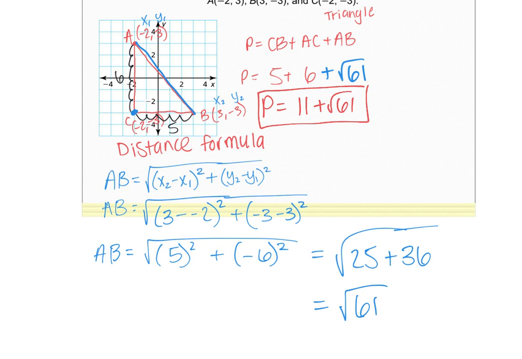Now, does the square root of 61 simplify at all? Are there any perfect squares? My perfect squares are 4, 9, 16, 25, 36, and so on and so forth. Are any of those factors of 61? No, so we're done. We leave it the way that it is. Yes, Cody. We would simplify it if we could, okay?